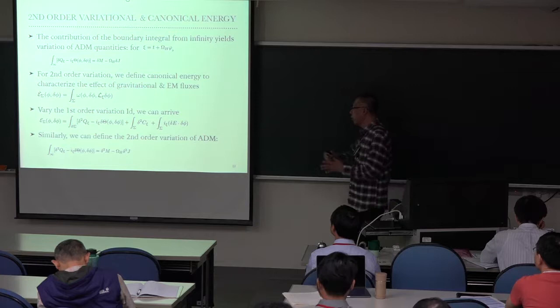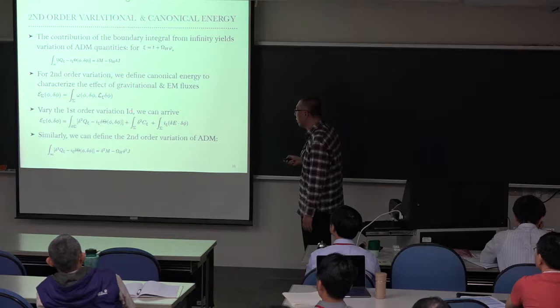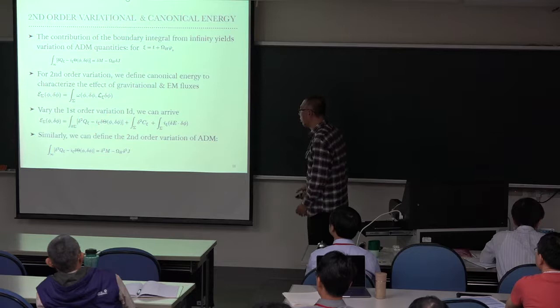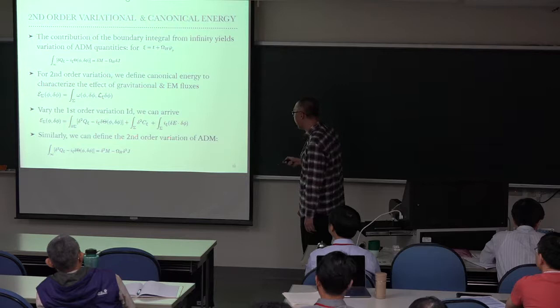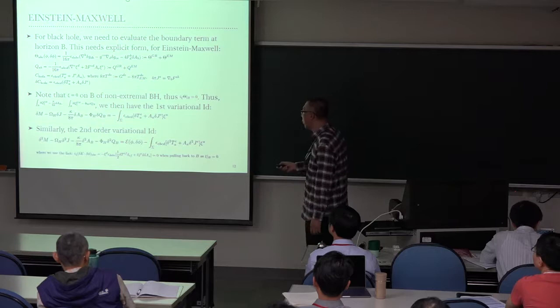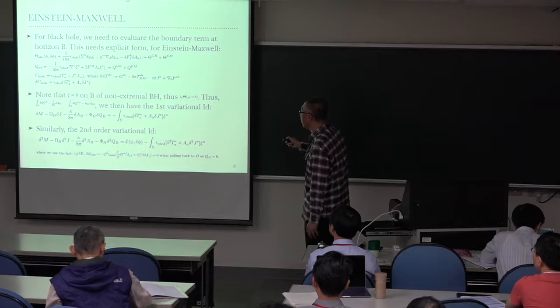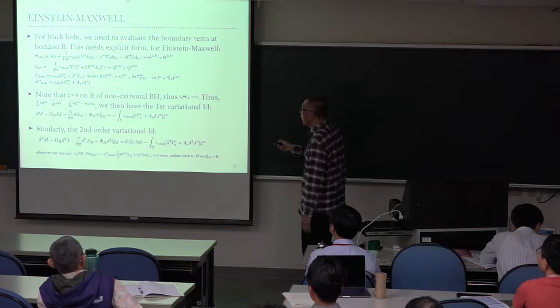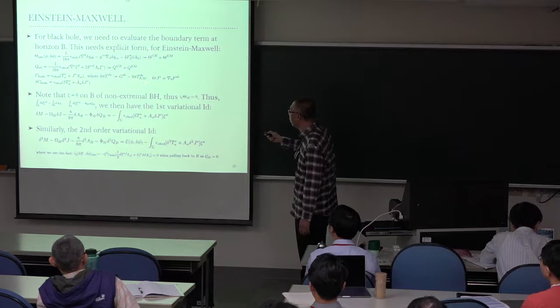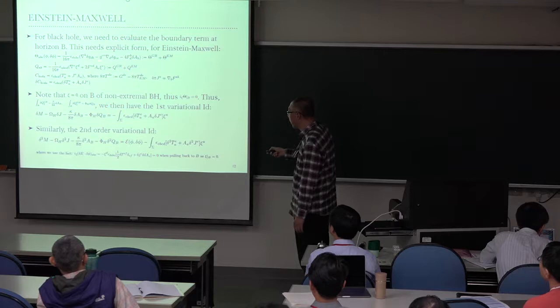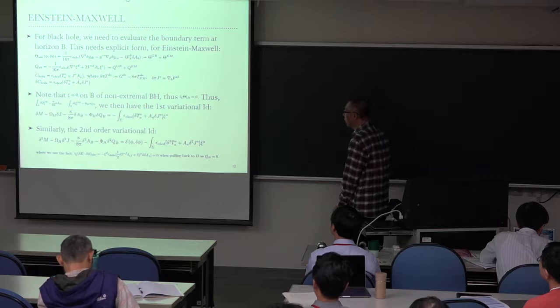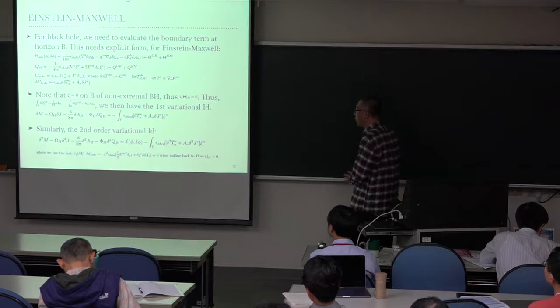And so we can just vary the first order identity, and then we get the second order identity associated with canonical energy. Okay. And then we can define the second order ADM mass. So in this case, we will get a second order type of variation identity. So for example, in the Einstein-Maxwell case, you can get an explicit form for this symplectic potential and the charge, and also we see that it's proportional to the equation of motion and its variation. And then by plugging this into Einstein-Maxwell, we get something like this. We have a fourth order variation identity, and we have a second order variation identity. So these are exact statements for the energy budget when you try to throw something into the black hole.